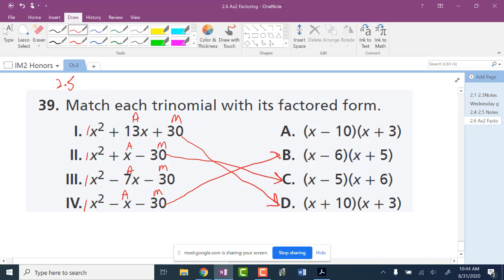Then here's yet another different combination where you get negative 30 and a negative 7. Negative 10 times 3, negative 10 plus 3. And the reason is good foilers.